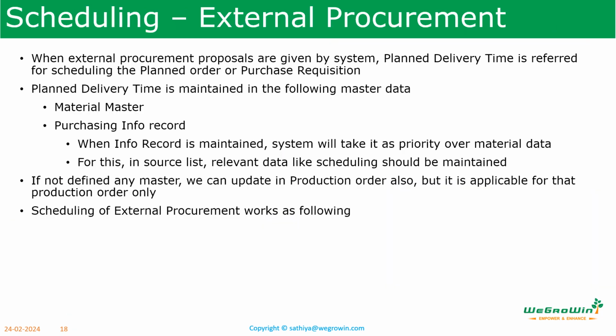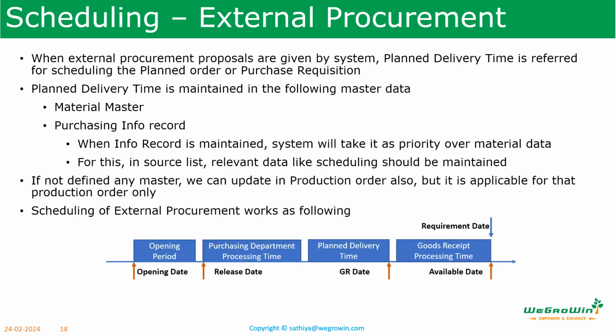Now, external procurement proposals for the planned delivery lead time. The planned delivery time is mentioned here in the material master, but it is also maintained in other master data like the purchasing info record. When it is maintained in the purchasing info record, that will be given priority when planning is carried out. And if it is not in any master, then we can update this planned delivery time in the purchase order also, but that is applicable only for that purchase order. The scheduling of external procurement works as follows. If you have a requirement date, it will calculate the GR processing time, and from that date it arrives at the GR date.